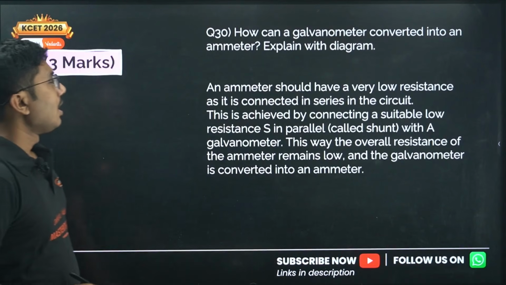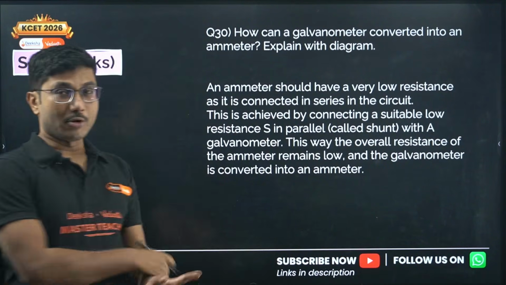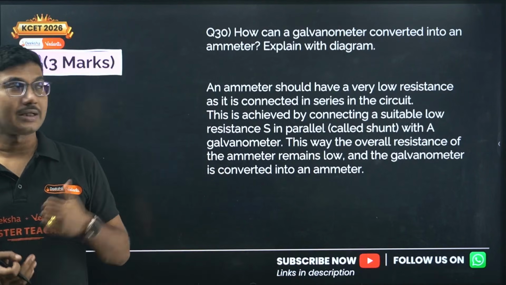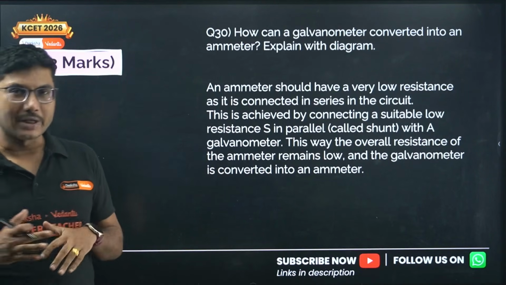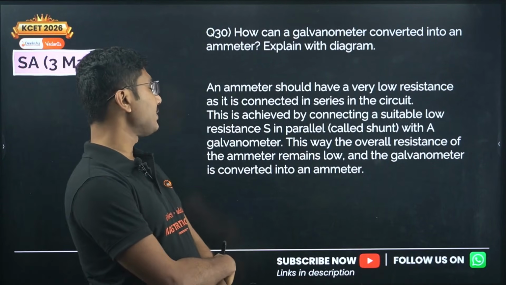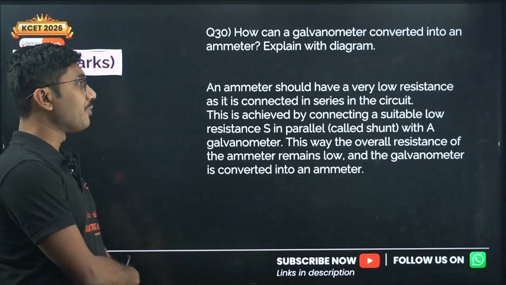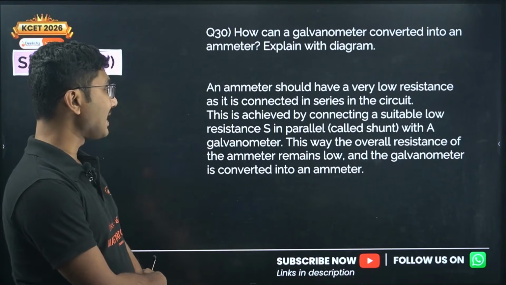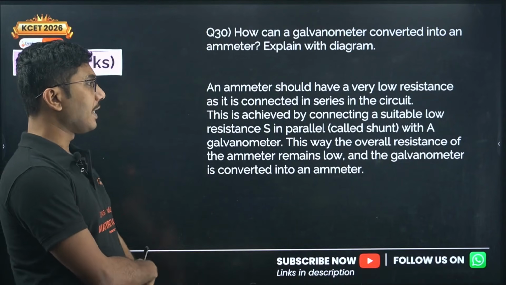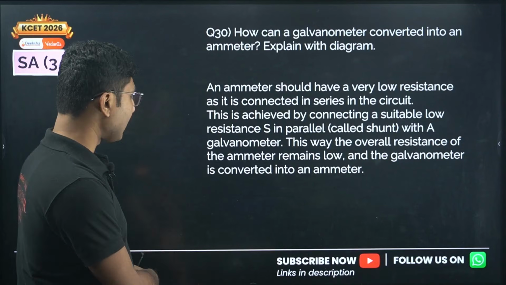Next, how can a galvanometer be converted into an ammeter? Explain with the terms. Now among these two questions, galvanometer to voltmeter came the most in the past. Galvanometer to ammeter came a little bit less, but this is also very, very important. An ammeter should have a very low resistance as it is connected in series in the circuit. This is achieved by connecting a suitable low resistance S in parallel, called shunt, with the galvanometer. This way the overall resistance of the ammeter remains low and the galvanometer is converted into an ammeter.